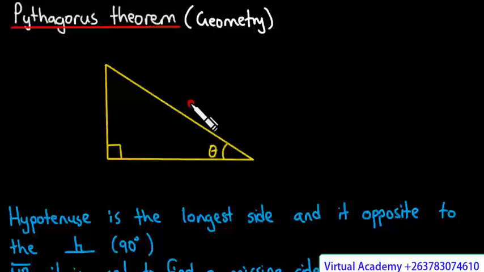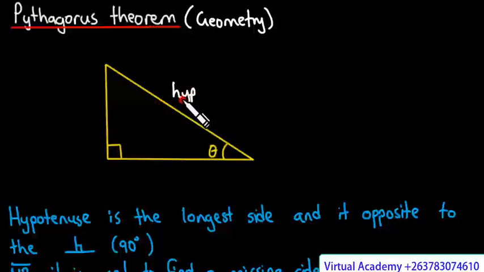So we shall first name our sides. I've said the hypotenuse is the longest side and it is opposite to a right angle. This definition is actually very important when considering the Pythagoras theorem. There's a side which is referred to as the hypotenuse, and the hypotenuse is the longest side and it is opposite to the what? The right angle. It's always the longest side and it's opposite to the 90-degree angle that we have here.